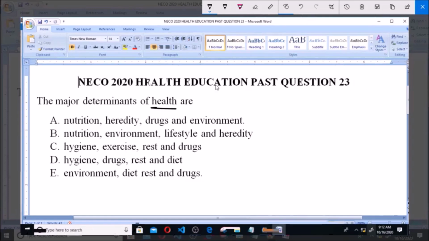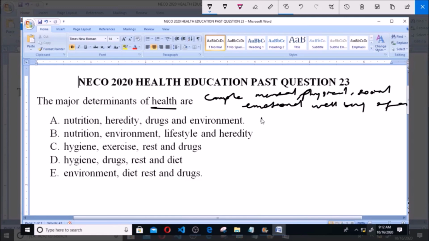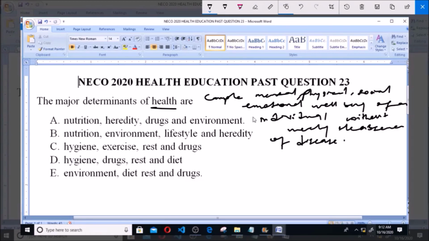Like we know, health is defined by WHO as the complete mental, physical, social, emotional well-being of an individual, without merely the absence of disease. This is the WHO definition of health.